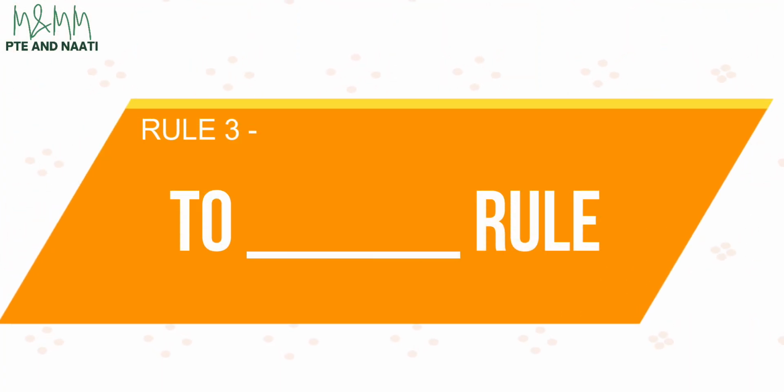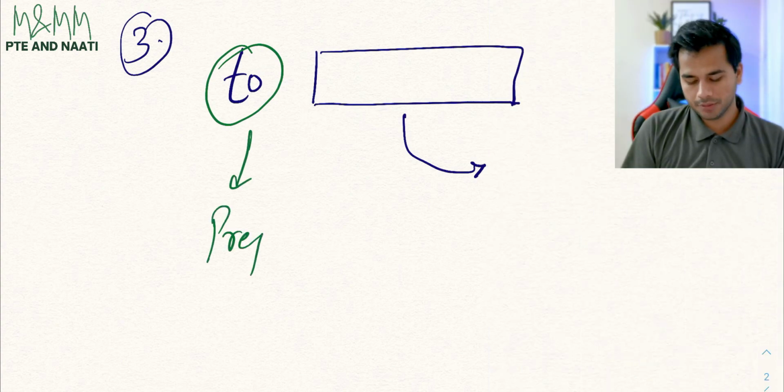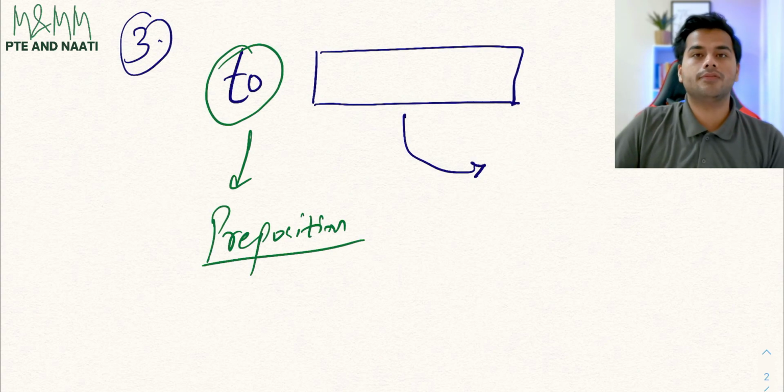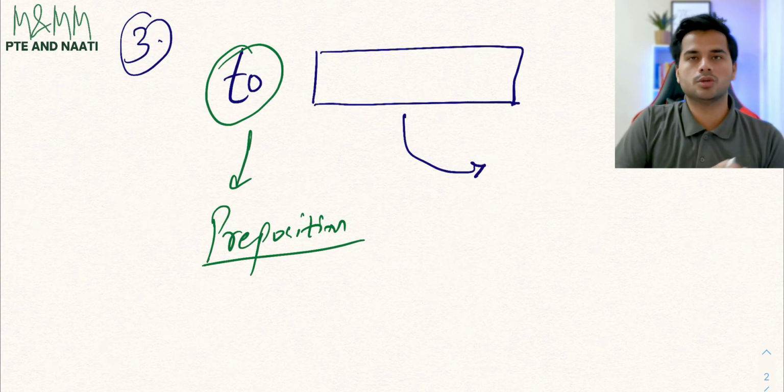Rule number 3 is the to rule. Now to is first of all again a preposition. And after that, now if in the exam you get a blank after the word to, be very careful and understand what I'm saying. After the word to, if there is a blank, there is a rule. If there is a blank before the word to, there is no grammar rule for that.